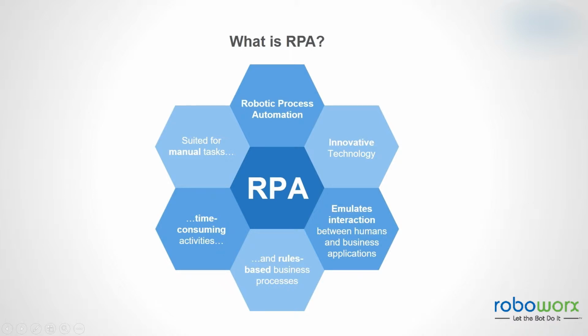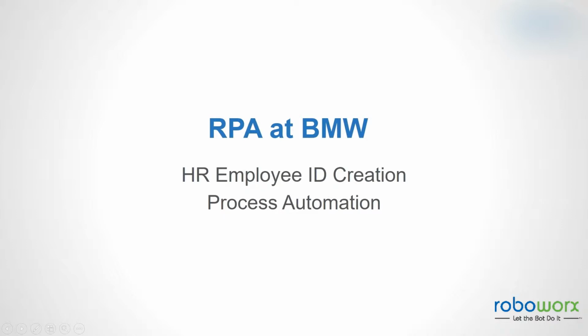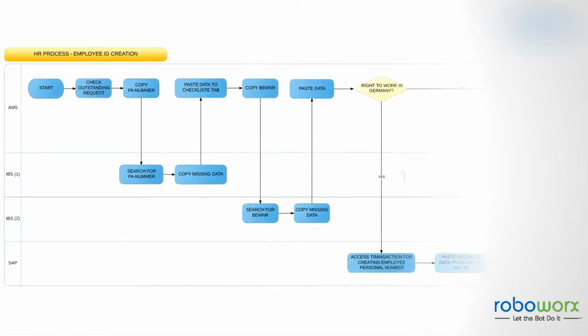This means that the robots can open and close applications, navigate through a menu, perform clicks and selections, switch between several systems and take many more actions in a similar way that a human user would. To give you a better understanding of what RPA is and what it does, we have automated an internal BMW process, the HR employee ID creation as part of the contract management for interns.